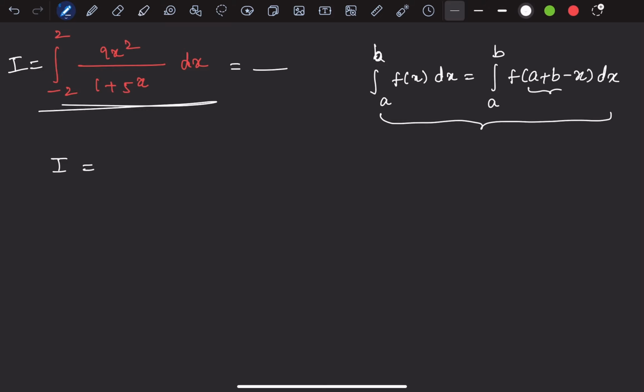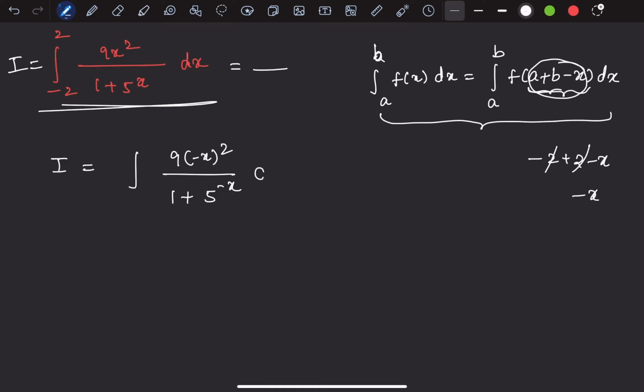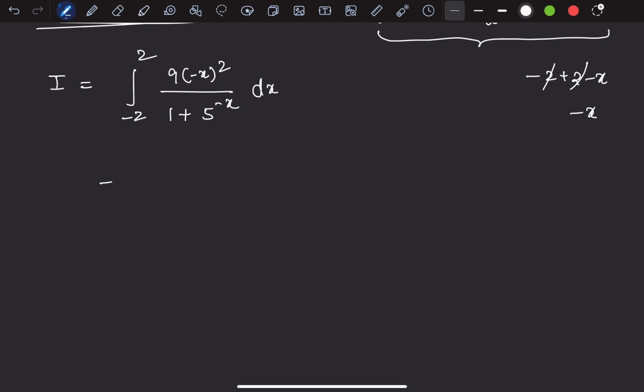So you can replace x with a plus b minus x, which in this case will be minus 2 plus 2 minus x, so minus x. So 9 minus x whole square by 1 plus 5 to the power minus x dx. Alright, so this will be integral minus 2 to 2, 9x square by 1 plus 1 by 5 power x.